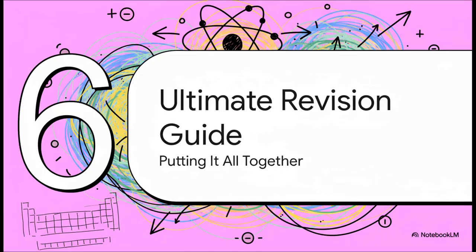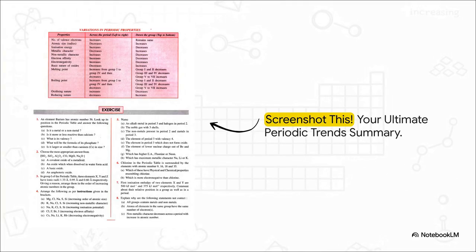All right, we've made it to Section 6, your ultimate revision guide. We have cracked the code, we've met the families, we've learned the secret, and we've battled it out with all the trends. Now let's put it all together into one simple, super powerful revision tool. This right here, this is the whole shebang. Seriously, this is your key to acing this chapter. I want you to pause right now and grab a screenshot of this slide. It summarizes every single trend we just discussed.